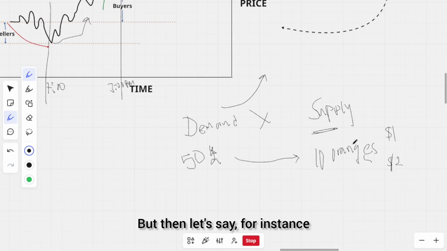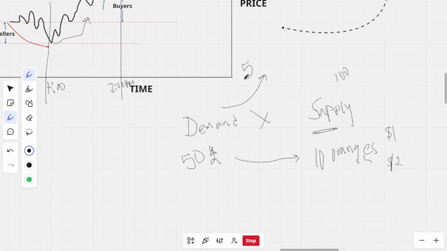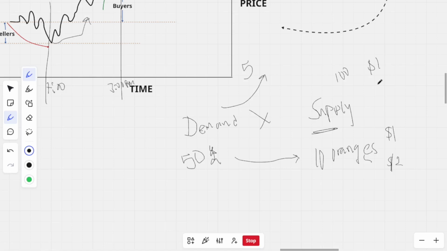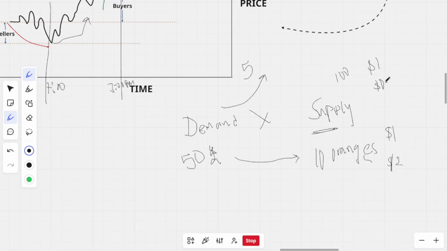Increase. But then let's say, for instance, I have 100 oranges and then I have 5 people interested in buying, and I know that if I'm selling at $1, they might just want to buy one, and then the 95 remaining oranges might spoil. What am I going to do? In order to sell out, I might now reduce the price to what? $0.1, which is 1 cent.